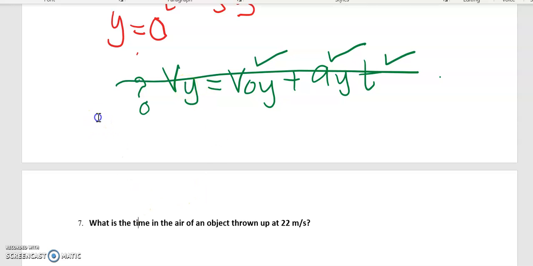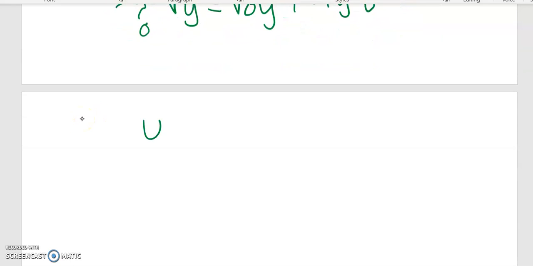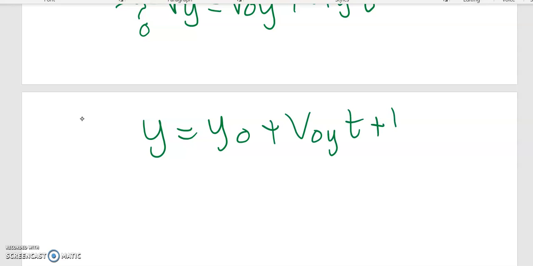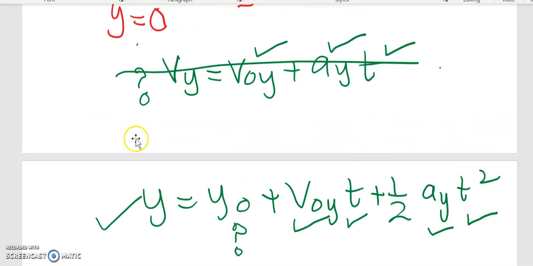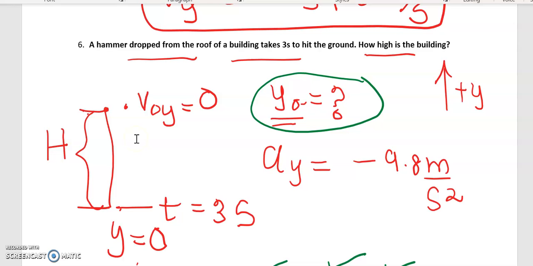Let me get some space here. Let's write down the second equation. Do we know the final y position? Yes, it's 0. Do we know the initial y position? No. Do we know the initial y velocity? Yes, it's 0. We know the acceleration. We know the time. So there's only one unknown, the initial y position, and that's what we are actually trying to solve for.